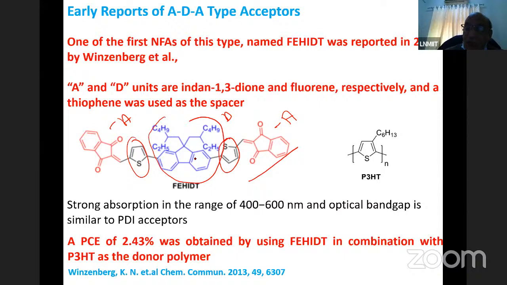So we can make wide band gap non-fullerene acceptors, we can make medium band gap non-fullerene acceptors, we can make narrow band gap ones. When we use a wide band gap polymer donor or small molecule donor, we have to use a narrow band gap non-fullerene acceptor, so that the absorption profile can be increased from 300 up to 900 or 1000 nanometers.